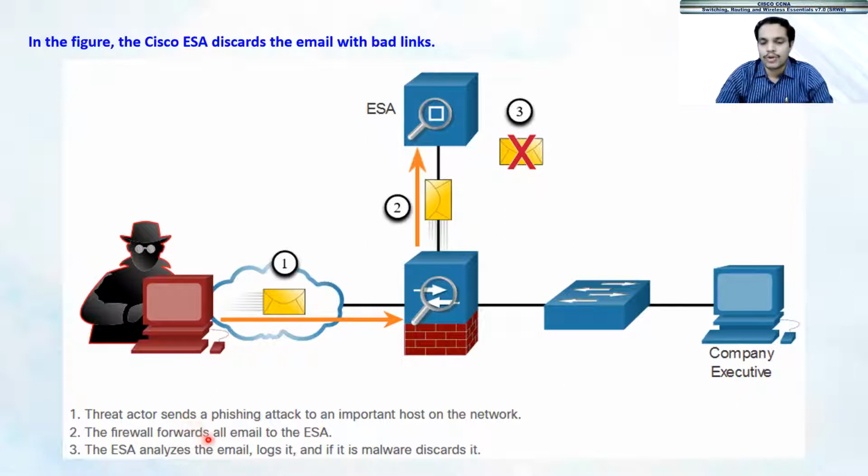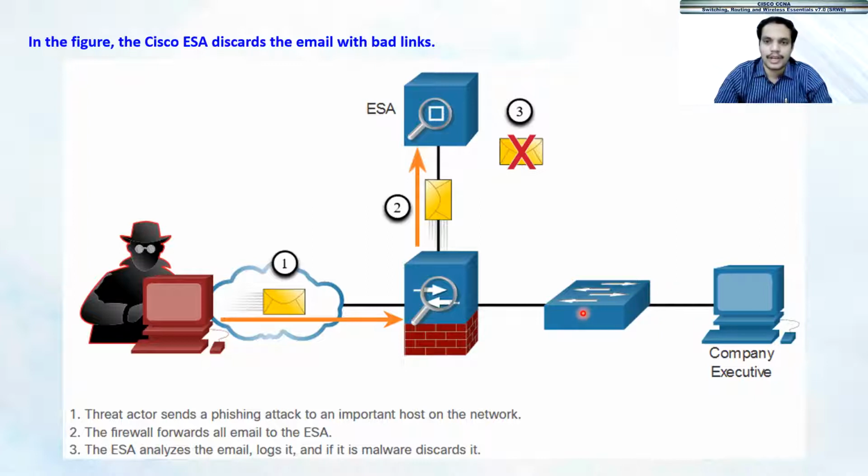Now, the firewall forwards all incoming email to the ESA first. So the first step, the attacker sends an email. In the second step, the firewall sends that to the ESA. Then the ESA will analyze that email, go through the contents, and check it. And if it finds it to be maybe a malware, or infected, then automatically it will discard it. It will not forward that email into the internal network. It will discard the emails with any bad links, or if it finds some kind of infection attached to it. This is the job of the ESA.